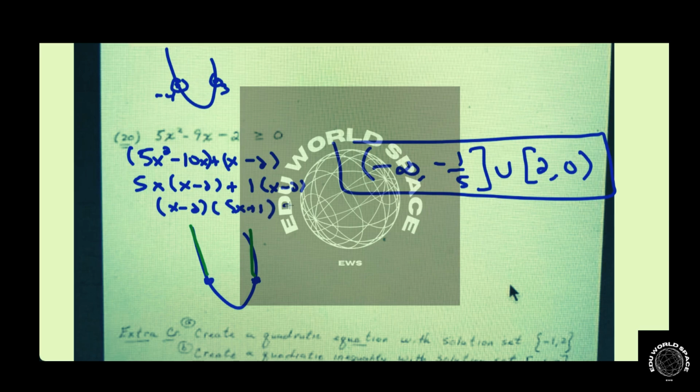And you have to consider their zeros, which would be 2 and then -1/5. And again, it would be what I've highlighted in green here, to be greater than or equal to that 0.